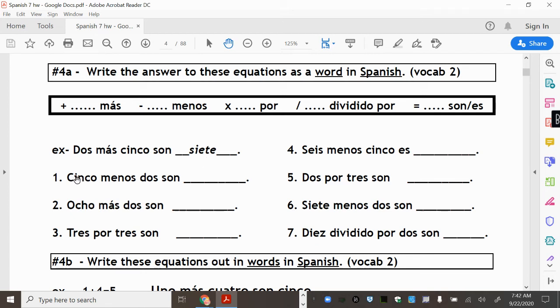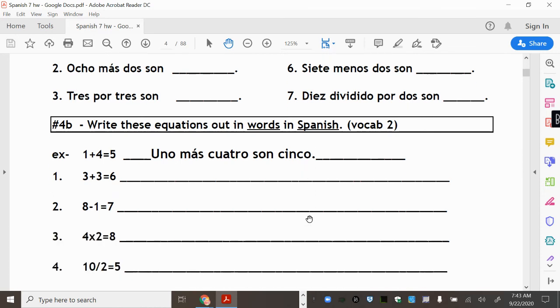Let's do this one together. So cinco, above cinco, put a 5. Above menos, put a minus. Above dos, put a 2. Above son, put in equals. So now we have 5 minus 2 equals. If you want to make a little mini 3 up here, and then you have to spell out tres, T-R-E-S. So hopefully you can figure these out, all right?